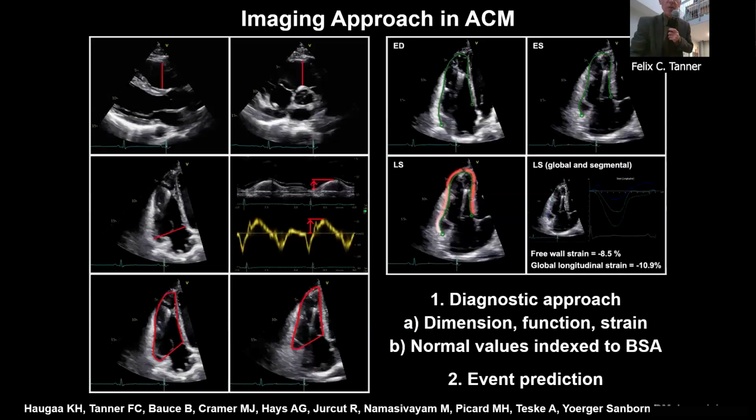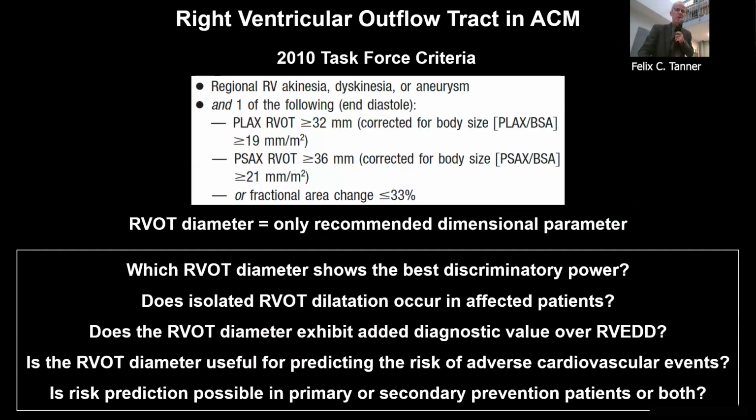In principle, you need a complete echo. And this will also be reflected in this new publication, which is submitted now to Circulation, where this 2010 task force criteria will be revised. Everything in front of a genetic background, but it will be much closer to the Padua criteria.